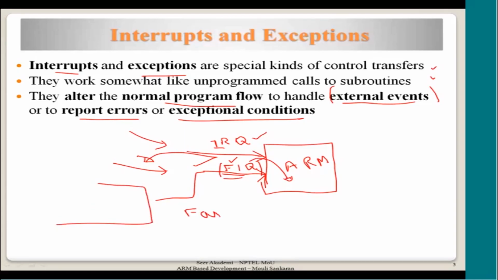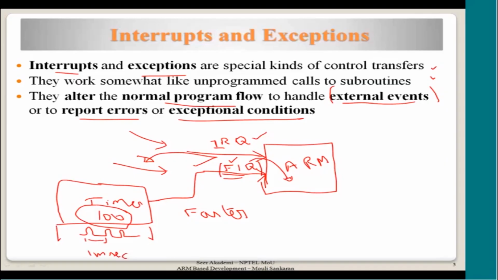Fast interrupt request means this interrupt, whatever is coming from the external world, needs a faster response from the processor. What I mean by faster response, let us say a timer is there. A timer is an independent hardware which is counting the clocks. You have programmed the timer to interrupt the processor after counting some 100 cycles. Suppose one cycle corresponds to 1 millisecond in your real time clock. Then every 100 milliseconds we want an interrupt to be generated, another 100 millisecond gap.